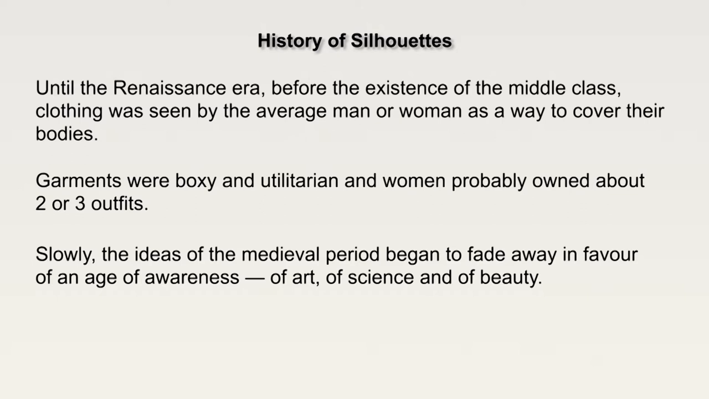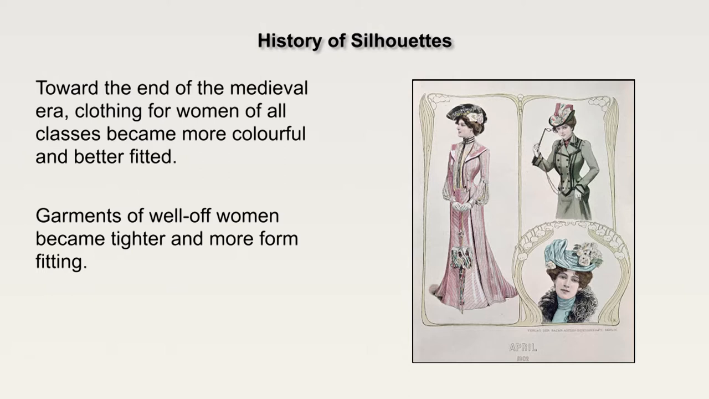But slowly, the ideas of the medieval period began to fade away in favor of an age of awareness, of art, of science, and of beauty. Towards the end of the medieval era, clothing for women of all classes became more colorful and better fitted. Garments of women who were well off became tighter and more fitting.